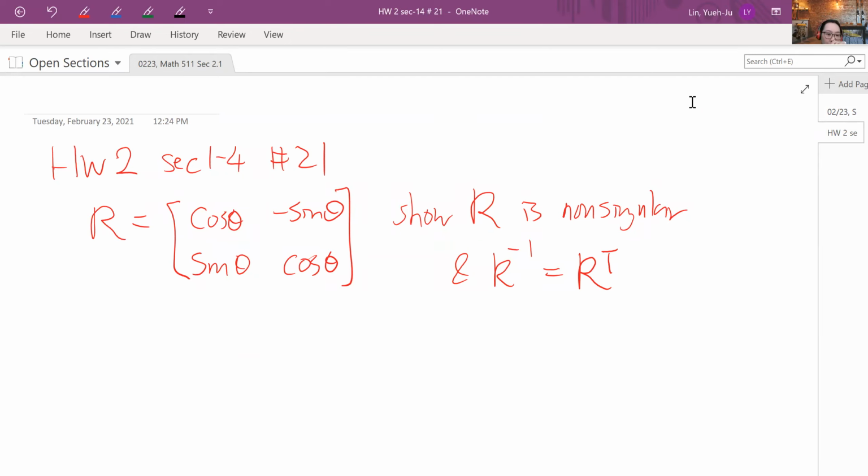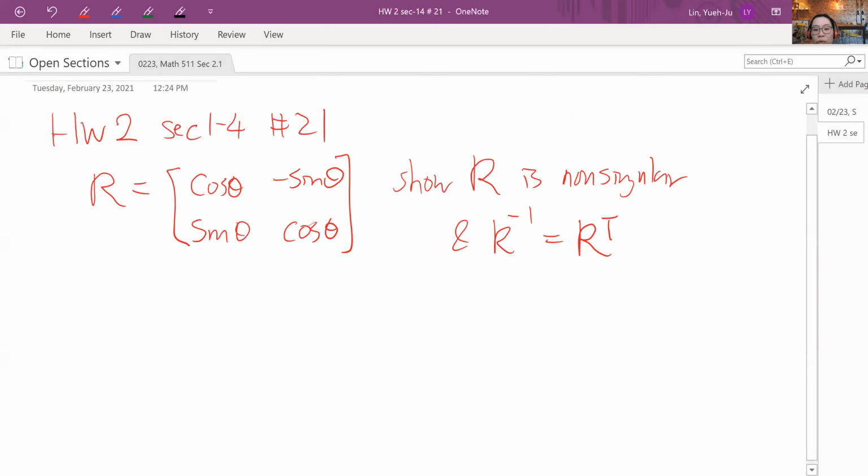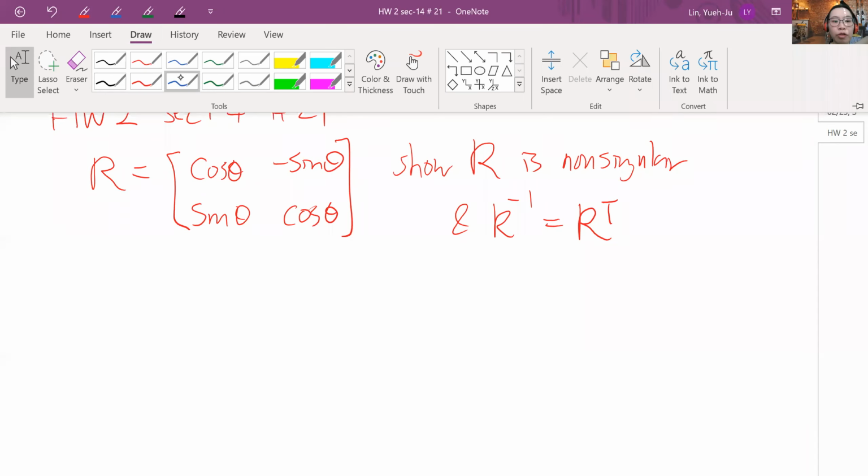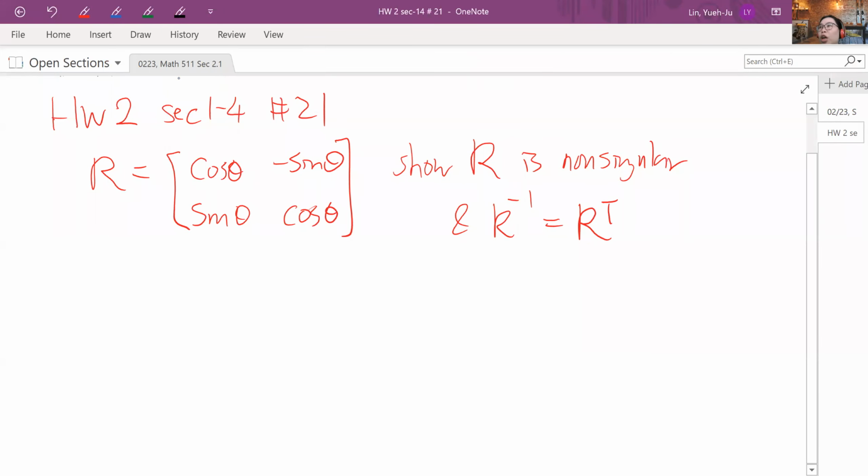So this is one of the, I think, last problems on homework 2. This is number 21 in section 1.4. And I noticed there's another similar type of problem as well, but I just picked this one. When you get the homework back, you might see that the grader took maybe 1 or 2 points off for this problem, especially if you used the formula for finding the inverse of the matrix.